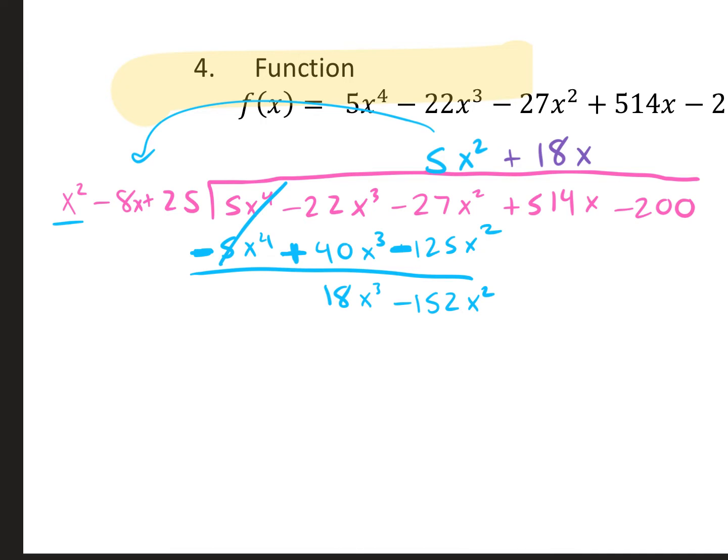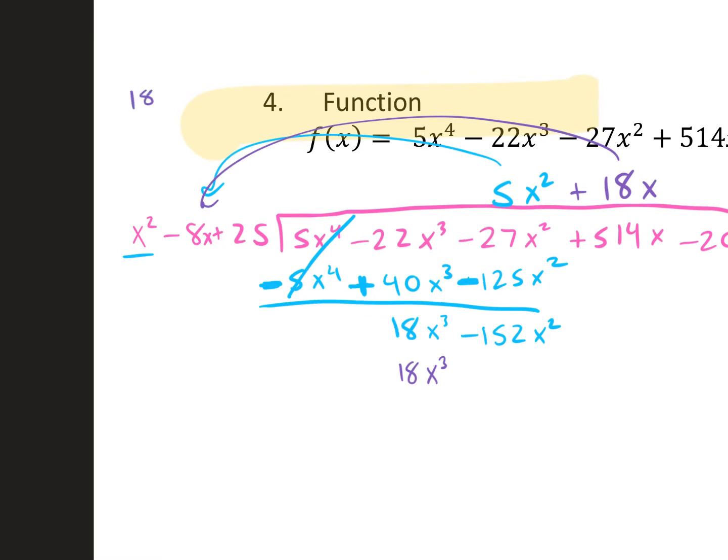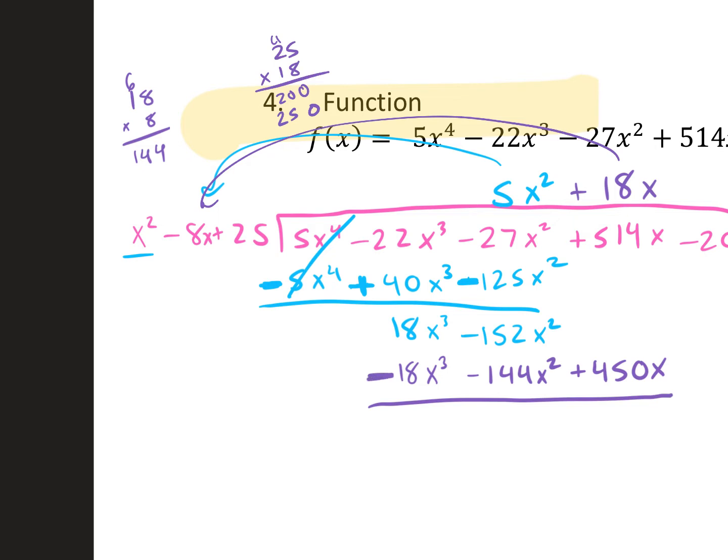So once we write it up top, we multiply to everything on the outside. So 18x times x squared would be 18x cubed. 18x times negative 8x. 18 times 8 is? Well, that's 8 times 8, 144. So this would be negative 144x squared. And then 18 times 25. So 8 times 5 would be 40. 8 times 2 is 16. So this would be 450. So plus 450x. What do I do next? Change the signs and bring down the 514.